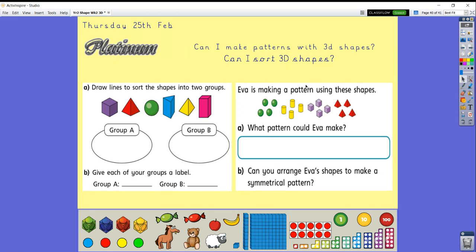And finally, our platinum learning is thinking about what labels you can sort the shapes by and what labels you're going to give to each group. And then thinking about the pattern Eva is making and making it symmetrical. Remember from your 2D shape learning, thinking about what symmetrical means.